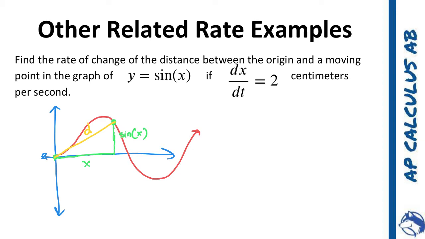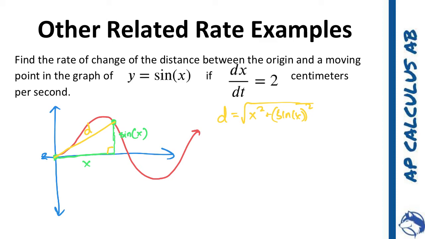So I need to come up with an equation for distance. Well, we know that it has to use the Pythagorean theorem here because this has to be a right angle. We know it has to be the square root of x squared plus the sine of x, that quantity, squared.